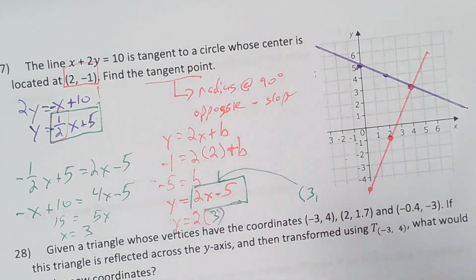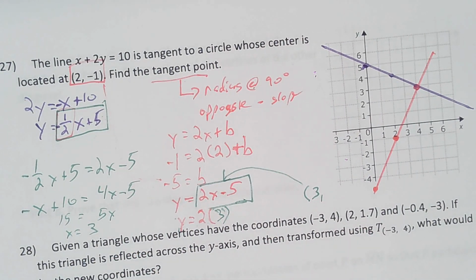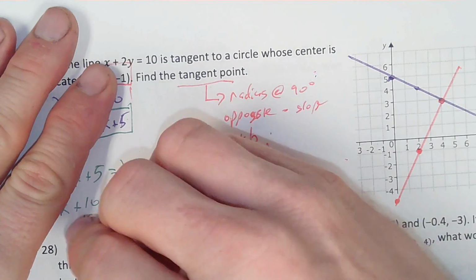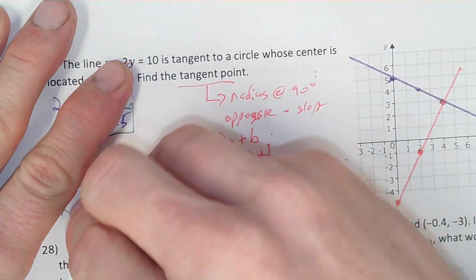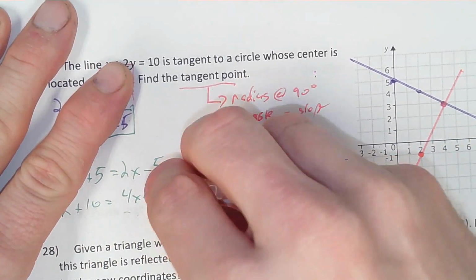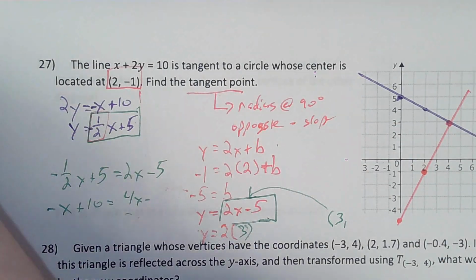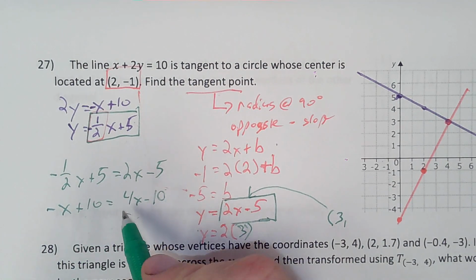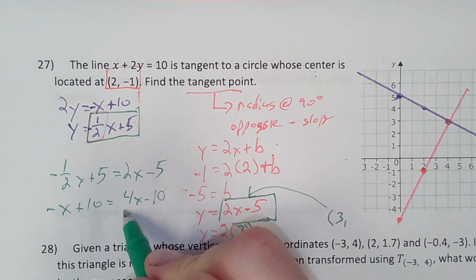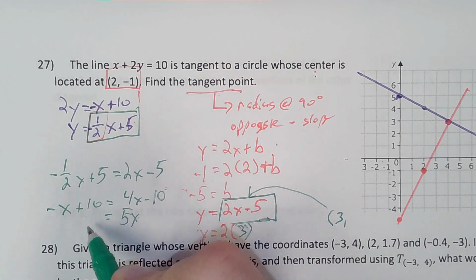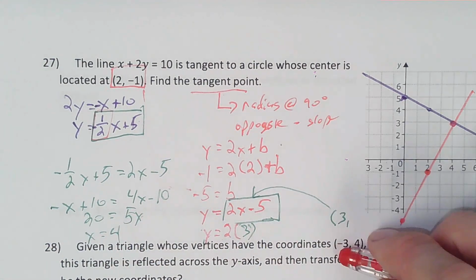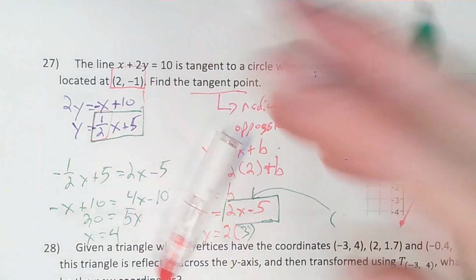I made a mistake. Hold on, let me look. I made a mistake in my algebra. Let me go back to here. Let me rewind here. Forgot to multiply this. This should be 10. Okay, so now this is going to go back here, and this is going to be 5x equals 20. So x equals 4. That makes more sense. So my x value is going to be 4.